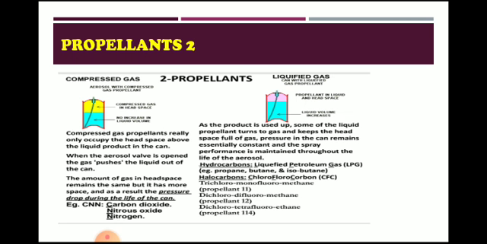The types of liquefied gas we use: first, we have hydrocarbons like liquefied petroleum gas, propane, butane and isobutane. On the other hand, halocarbons consist of chlorofluorocarbons: trichloromonofluoromethane, dichlorodifluoromethane, dichlorotetrafluoroethane. These are examples of liquefied gas.